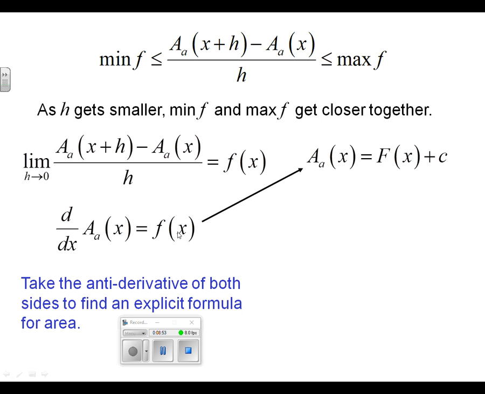So that's the notation. If you have a function, lowercase f, its antiderivative is denoted with a capital F, meaning that the little f comes from the derivative of capital F.